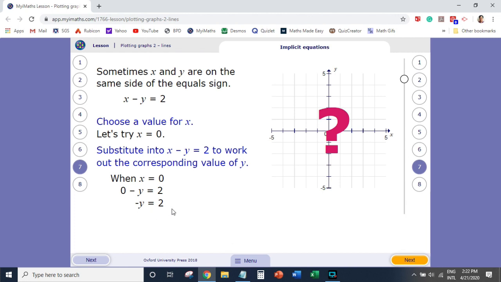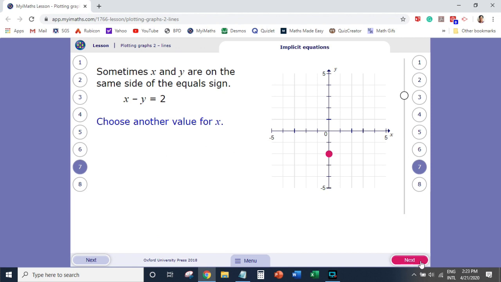Also divide this by negative 1, and then 2 divided by negative 1 will become negative 2. Or you can also think of multiplying by negative 1 here. Negative y times negative 1 will become positive y, and then 2 times negative 1 also will become negative 2. Because remember, what you do on one side of the equation, you do as well on the other side of the equation. So after simplifying, your y is now positive and your 2 is negative 2. So if your x is 0, your y is negative 2. So that's the point: 0 for x, negative 2 for y.